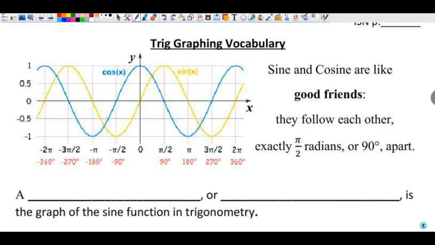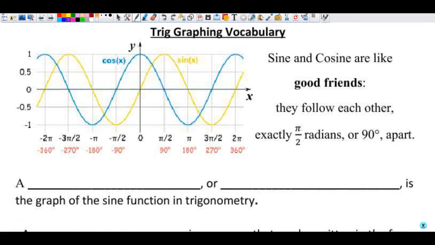Okay. So we looked the other day at the fact that sine and cosine are like good friends. They follow each other exactly pi halves radians, or 90 degrees, apart. So it is just a horizontal shift to get from one to the other. Okay, just a horizontal shift there.